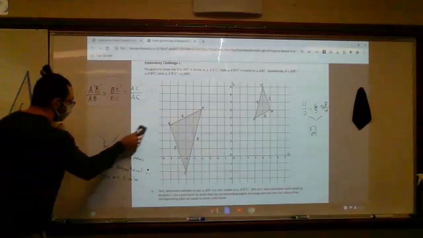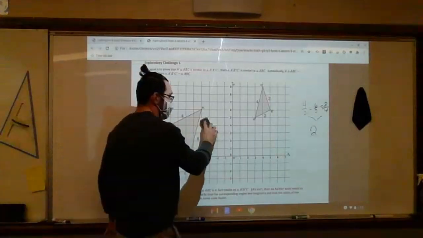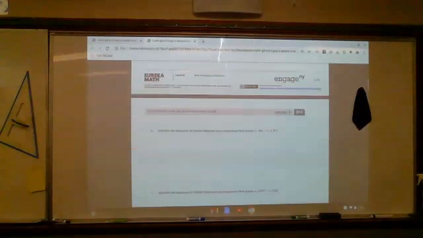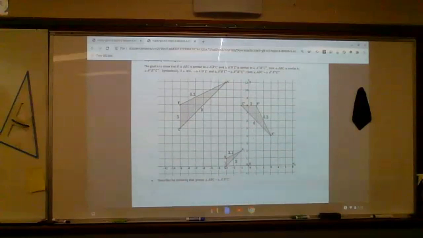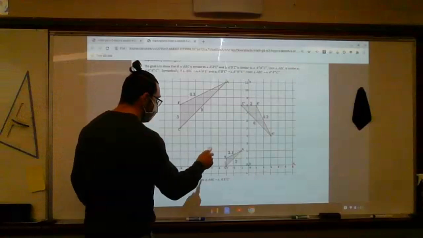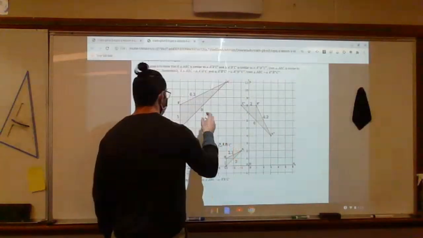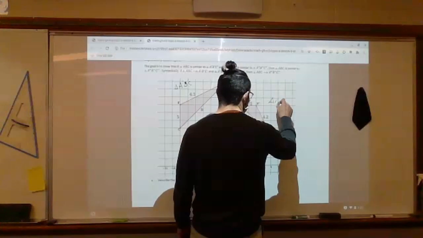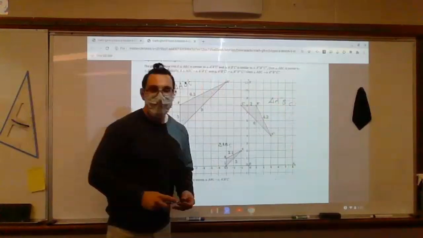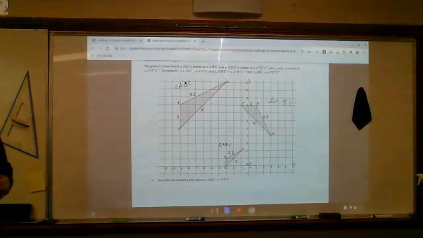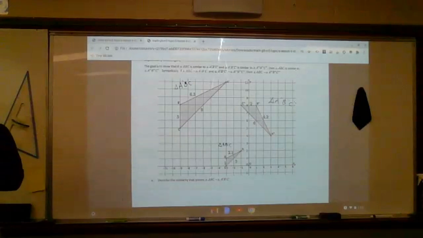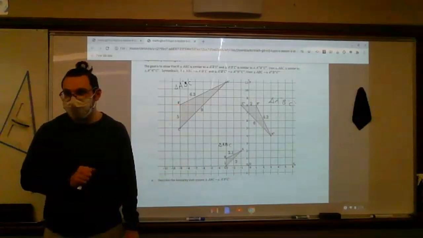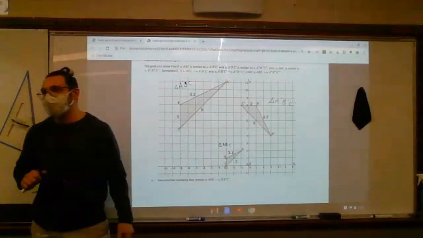Here we go. Okay, so let's go to exploratory challenge 2, please. Here we have triangle A, B, C. This is triangle A prime, B prime, C prime. This is triangle A double prime, B double prime, C double prime. I want you answering questions A and B by making proportionality statements to prove that they are similar. A says A, B, C to A prime, B prime, C prime. Question B is A, B, C to A double prime, B double prime, C double prime.